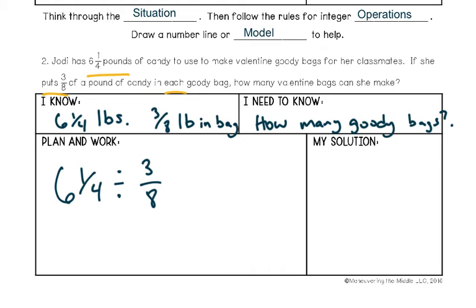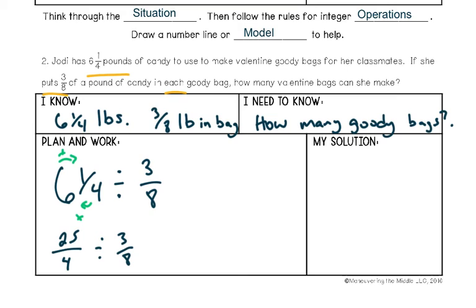So the first step in dividing or multiplying fractions is to make sure they're both regular, top and bottom, numerator, denominator, no mixed number fractions. We want them to be improper if they're mixed numbers. So we'll start by multiplying 4 times 6 and then add what's on top. So you have 25 over 4 divided by 3/8.